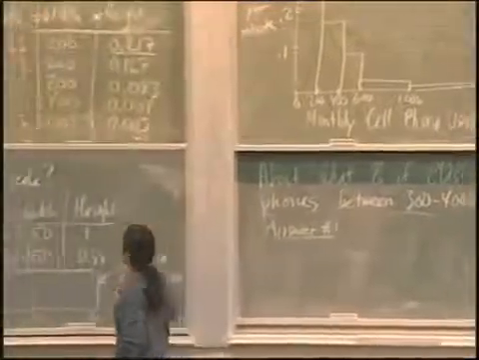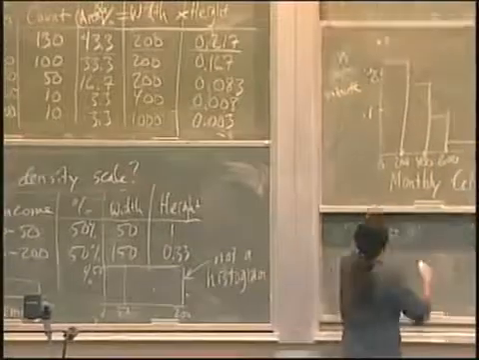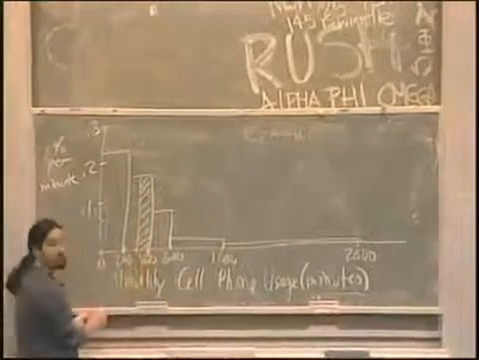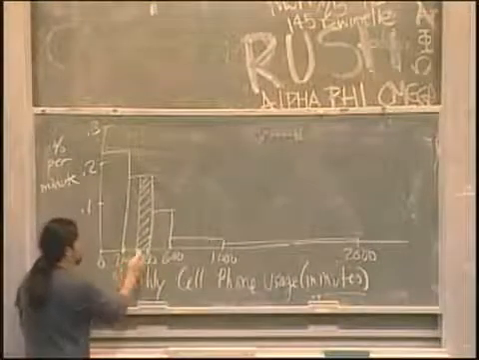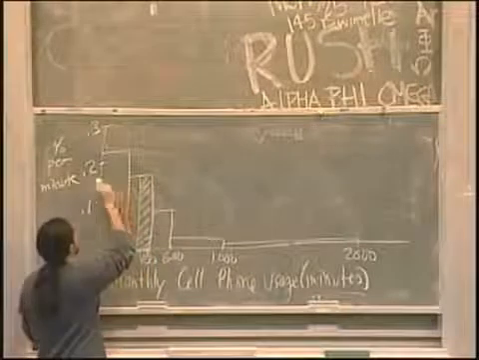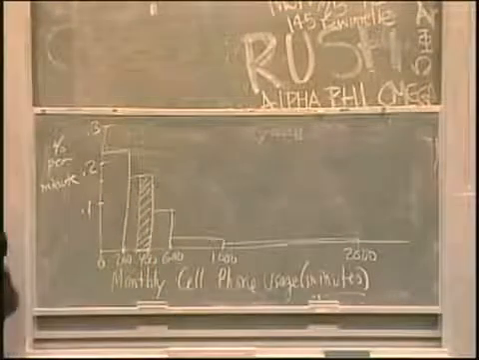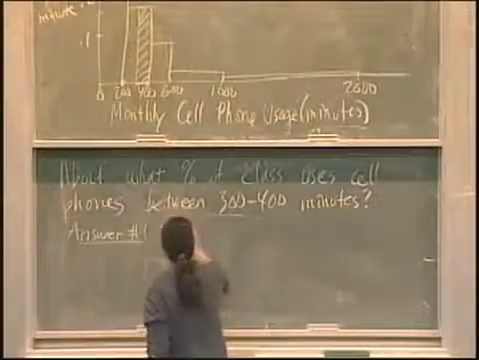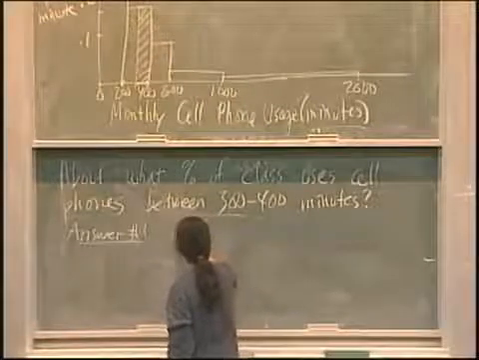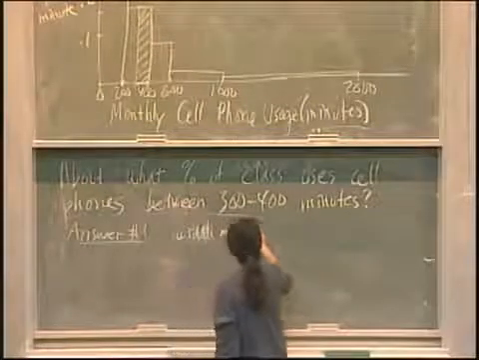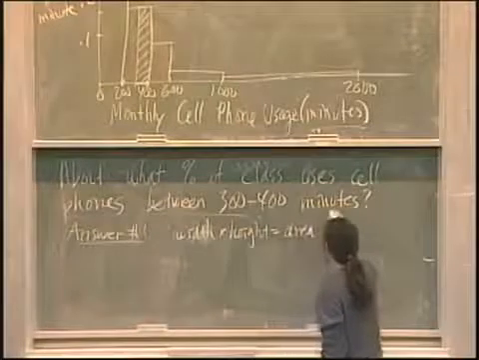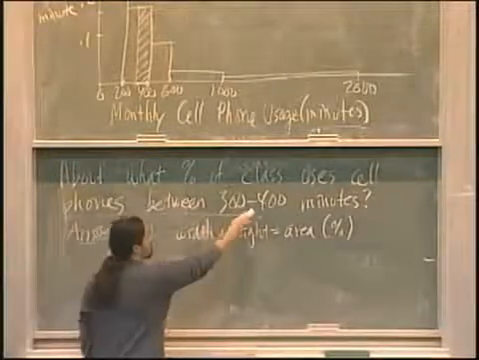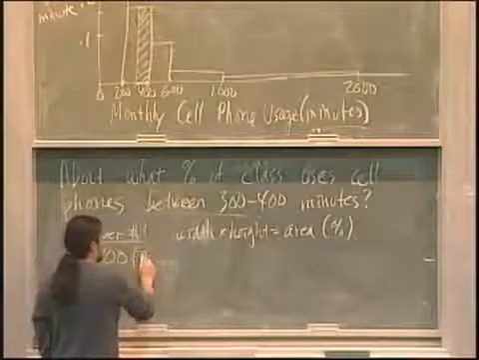So one way to do it is to think, well, I want this area basically. Area is percent, right? So one way to get that area is to take the width, 100, times the height, which is 0.167. It's that second bar. Okay, so one way to do it is to say, I'll write it down in English first. Width times height equals area. And area is percent. So the width of that half bar is 100, just 400 minus 300 is 100, times the height of 0.167.